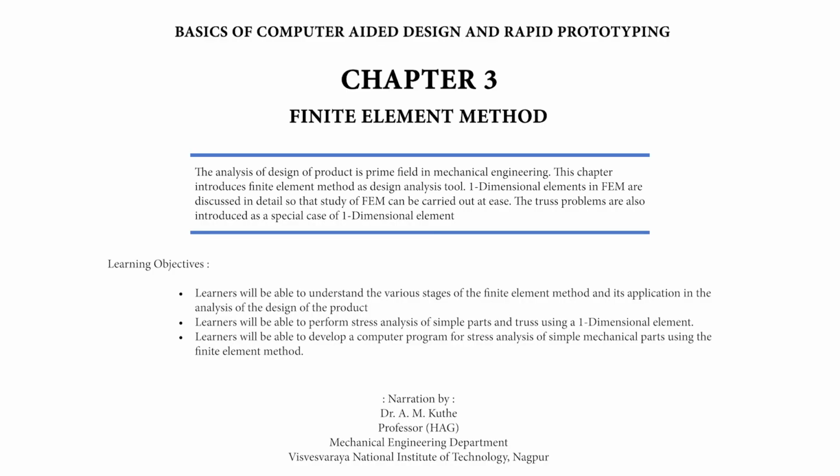Para 3.6. Types of forces. There are three types of forces considered in design analysis using the finite element method. Number 1, body force. Number 2, traction force. Number 3, point force. Body force: the force which is distributed uniformly over a body is called body force. The weight of the body is an example of body force. It is expressed as force per unit volume, that is density.